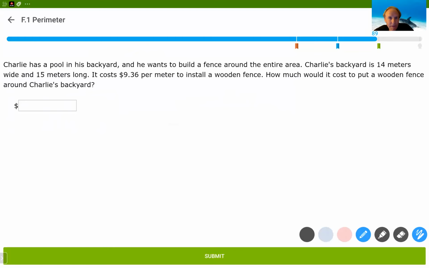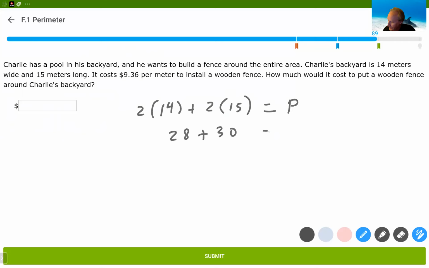Pool in the backyard needs a fence. We're assuming it's rectangular again. Charlie's backyard is 14 by 15 meters, and it costs $36 per meter to install. So it's 14 times 2 plus 15 times 2. And that's going to give us our perimeter for the entire area. And we've got 28 and 30. So 58 for our perimeter, and it's $36.